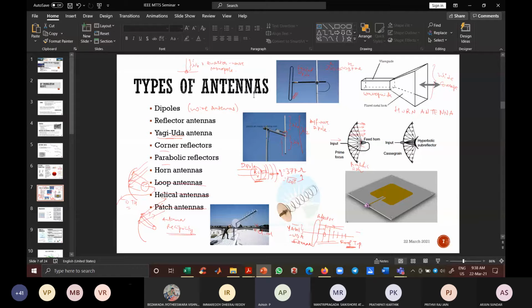Quaternary, golden jubilee, no, not that. Quarter wave. Okay, quarter wave.